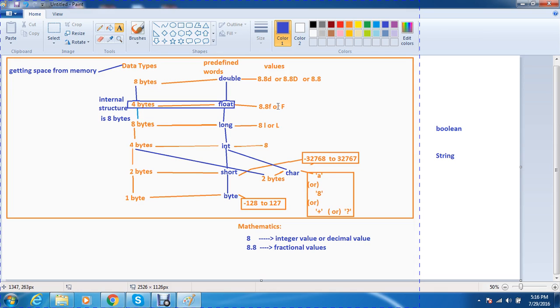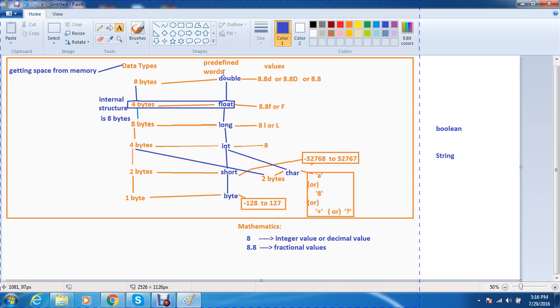Then coming to float value: a fractional value with small f or capital F. Coming to double value, what is this one? A fractional value with small d or capital D is called a double value. One more way is there: just a fractional value is called a double value in Java. Please make sure, in our mathematics, 8.8 is one fractional value. In Java, 8.8 is called a double value.